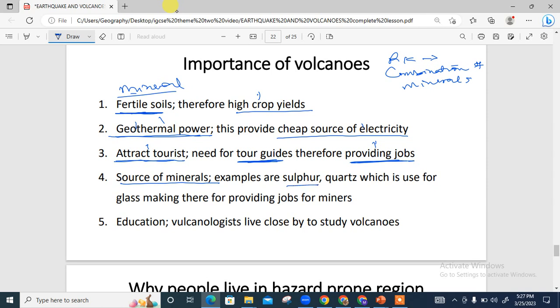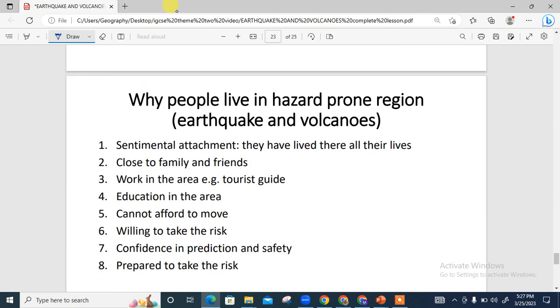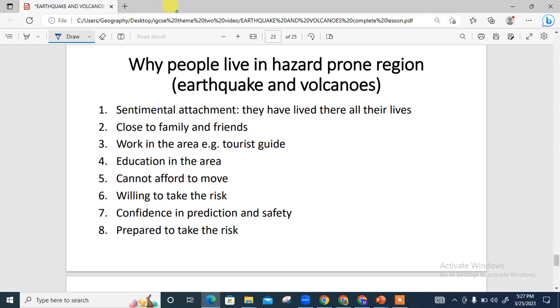So examples are sulfur and quartz. Like I said, rocks are aggregates of minerals, and volcano is the major source if you look at the rock cycle, where most rocks start from, which is used for glass making, therefore providing jobs for the miners. Education, like volcanologists, which are people that study volcanoes, and they need that to do their own study. Now, however, it has been established that despite these hazards, people still live in hazard prone regions.